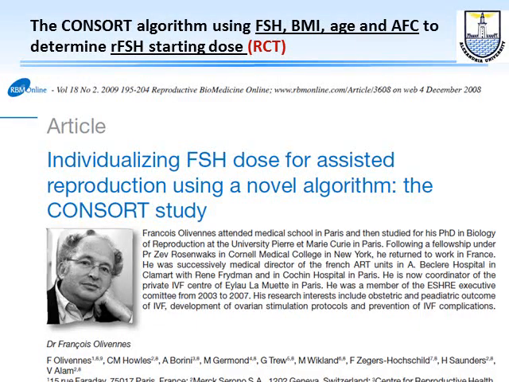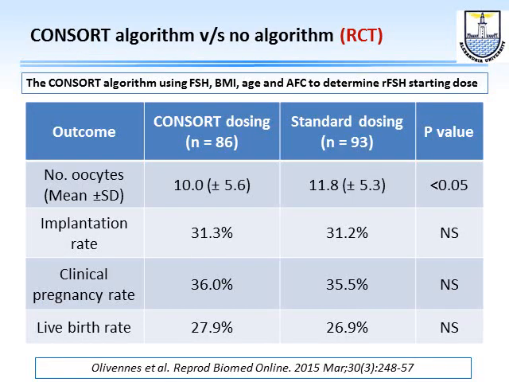This was 2003. Because in 2009, when François Olivennes and his colleagues Colin Howles, Mats Wikland and Marc Germond tried to do their study using FSH, BMI, age, and AFC to determine the starting dose of recombinant FSH, their results were not that good. The implantation rate was the same, pregnancy rate was the same, live birth rate was the same, and in fact, if anything, the standard starting dose gave them a larger number of oocytes, although we would have expected that tailoring the dose would give us more oocytes, but it didn't. It was the contrary, so it doesn't work.